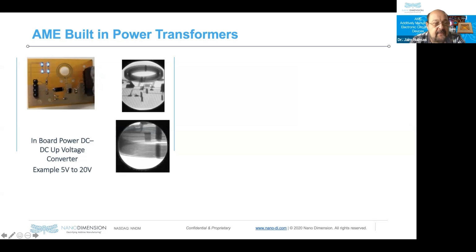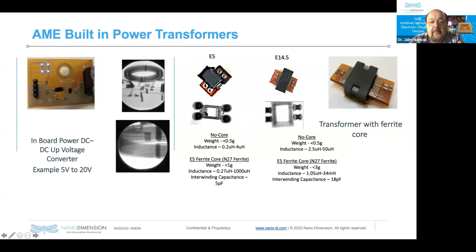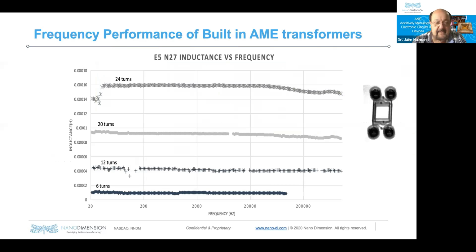Similarly, because we're printing cavities and coils, we are now studying the effect of creating planar transformers with ferrite inserts, cores like the E5 and the E14.5. And this basically enables the creation of planar transformers built into the entire circuitry. An example of the performance can be seen here, where we look at from 6 turns all the way to 24 turns and the inductance, and we can see basically a flat performance as a function of frequency that we have tested so far for this type of application.